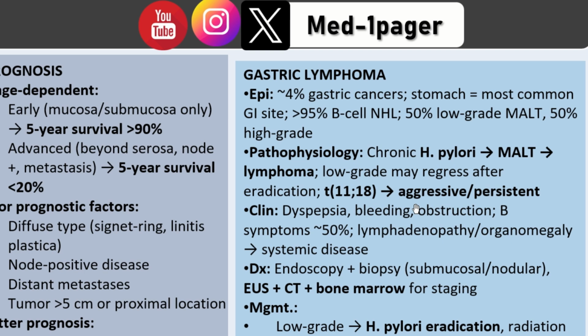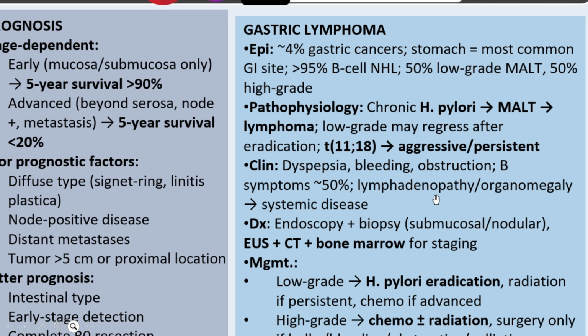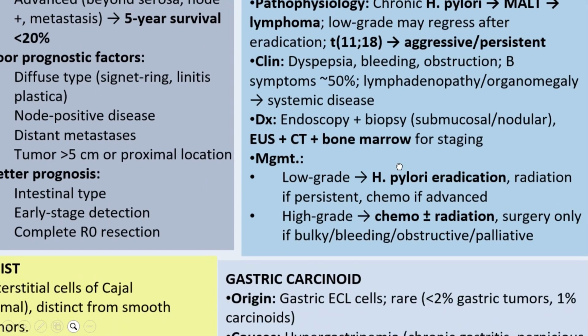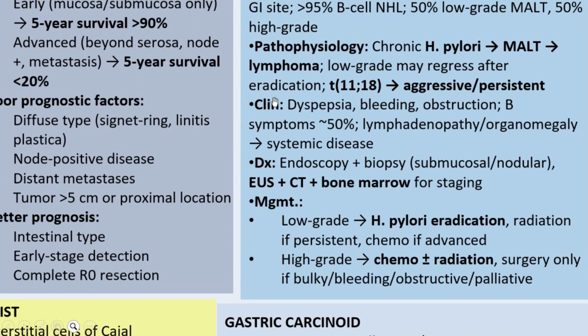So when they come in like that, we're going to have what we call the MALT, the mucosal associated lymphoid tissue. And it can be high grade or low grade. When it is low grade and you do H. pylori eradication, most of the time it is going to regress back to normal and the lymphoid tissue is going to regress. But if it is high grade, then we may need to use things like radiation and chemotherapy. So that is for it.